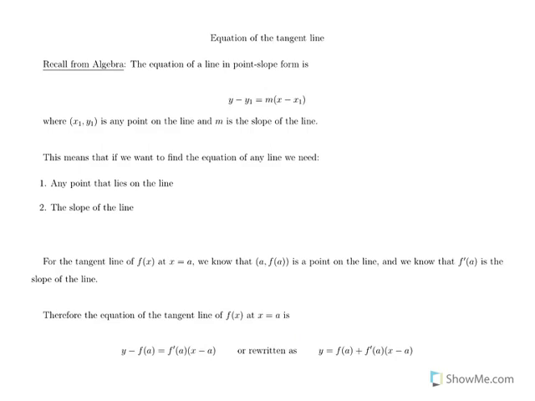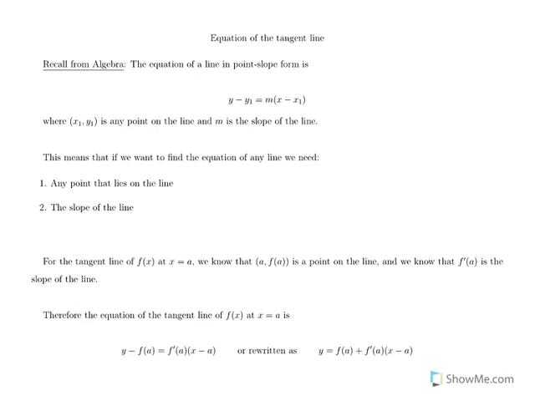Finally, in this section, we're going to go over the equation of the tangent line. So we need some review from algebra, and that is the equation of a line in point-slope form. Using slope-intercept form is not going to be very helpful here. Point-slope form is going to be the nicer one. This form is y minus y1 equals m times x minus x1. In this equation, the point x1, y1 is any point on the line, and m is the slope of the line.